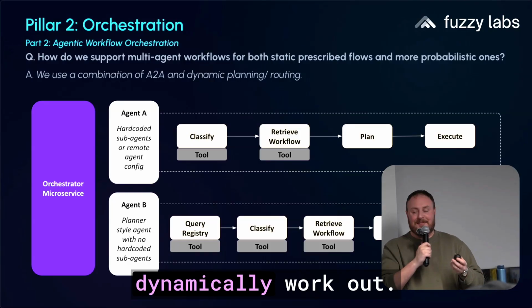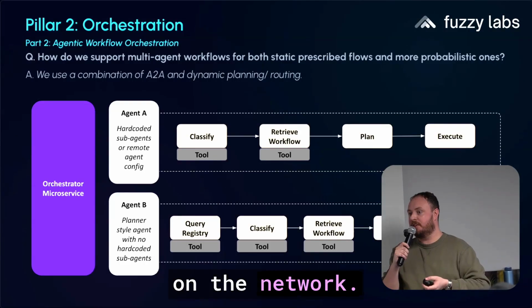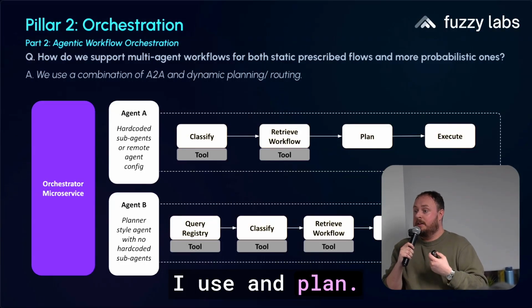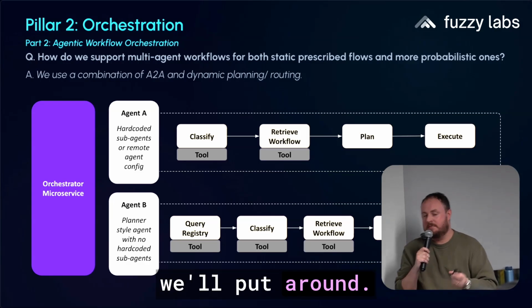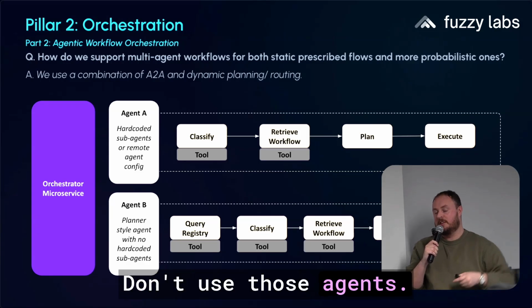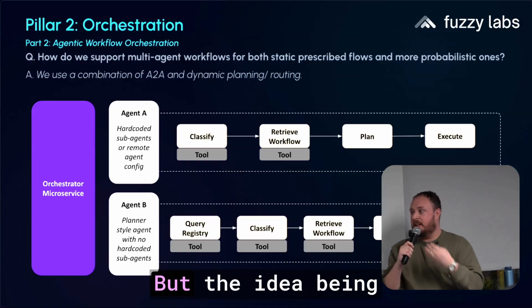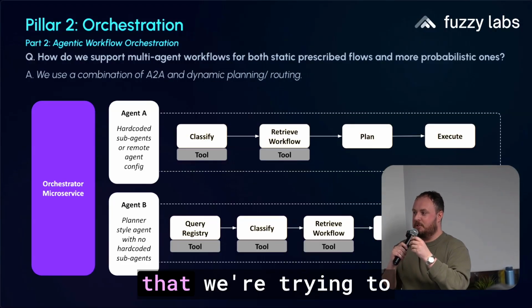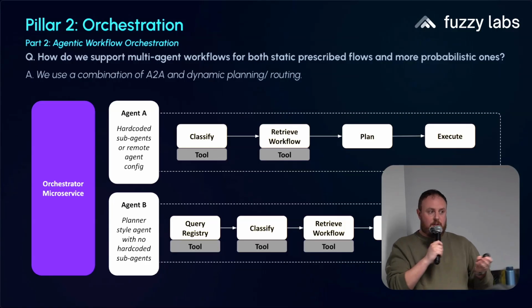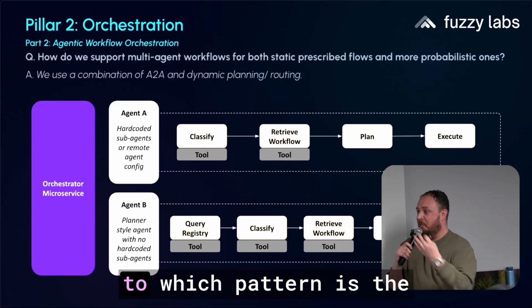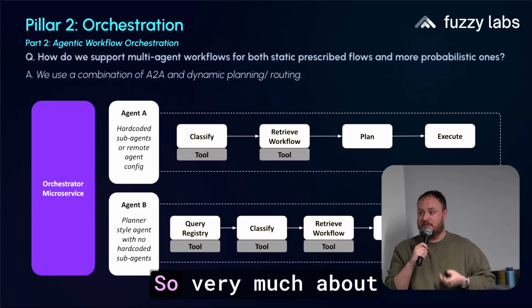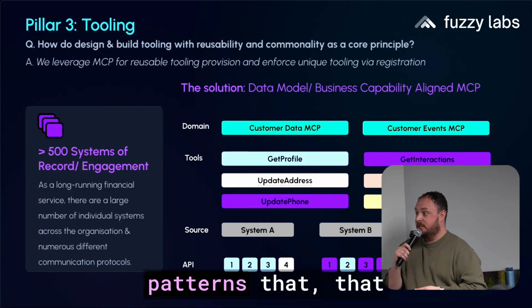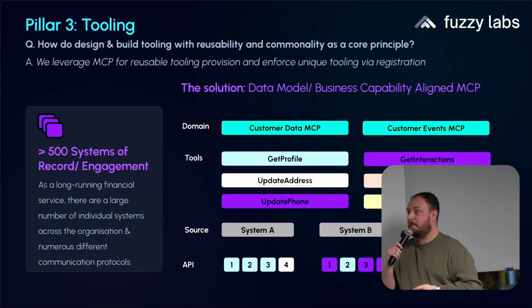And the agent can then dynamically work out, there's 50 agents on the network. What should I do? Which ones could I use? Which ones shall I use? And plan. And then there's guardrails and controls we'll put around. Don't use those agents. Use these ones instead. But the idea being is that that's scalable. Comes with some risks. But these are patterns that we're trying to explore at the moment. There is no right answer to which pattern is the right thing to follow. So very much about experimentation at the moment. But these are two orchestration patterns that we're looking at.